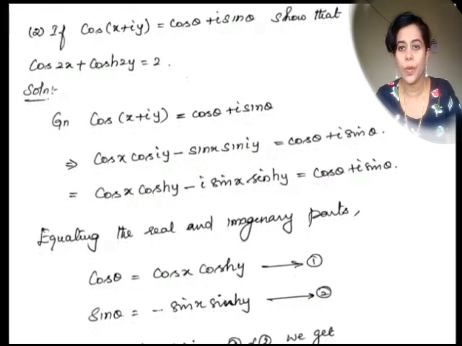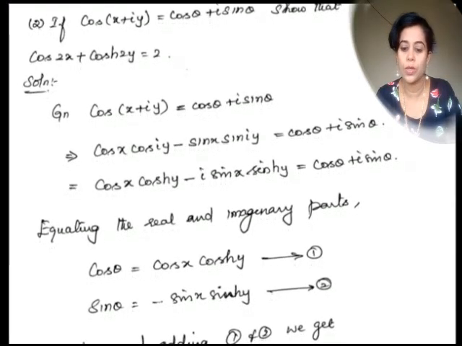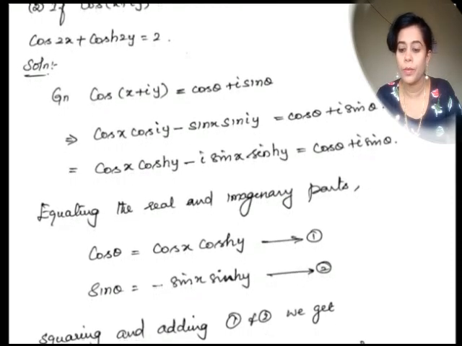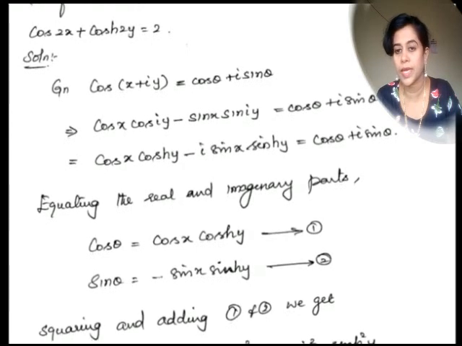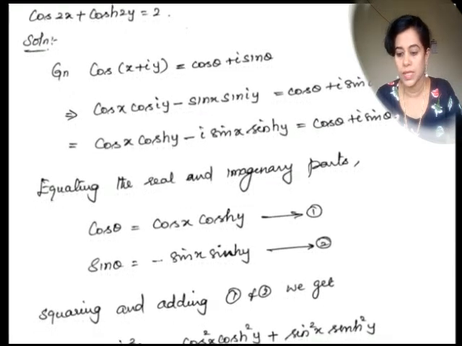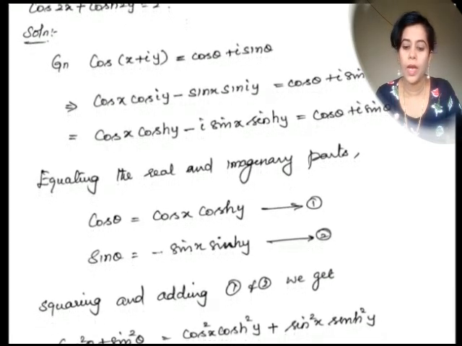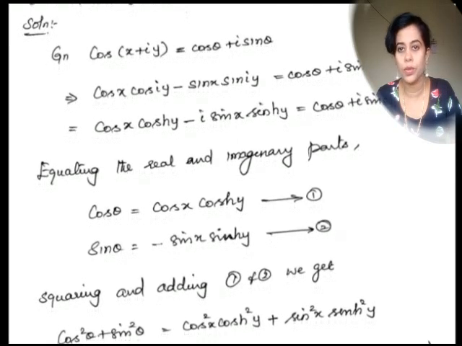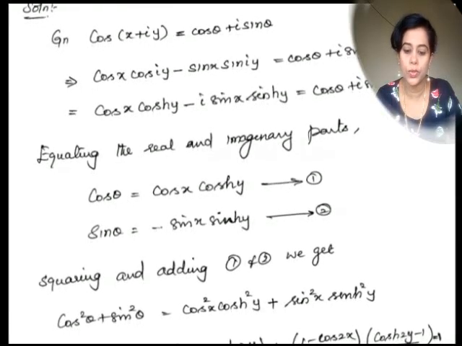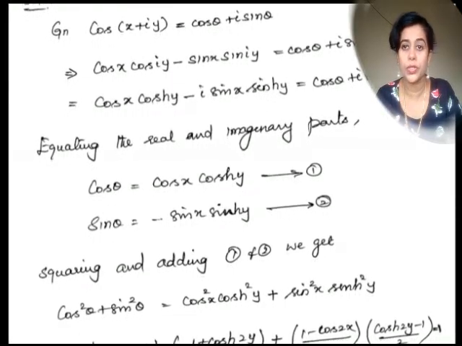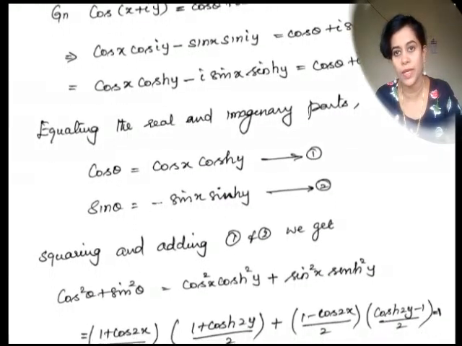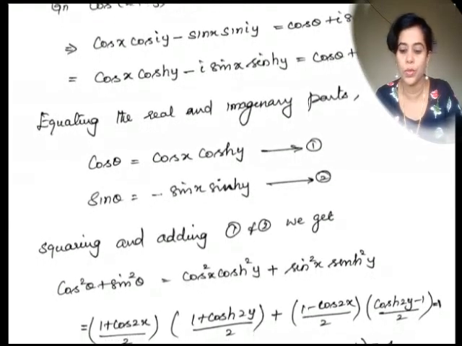Squaring and adding these two equations, we are getting cos squared theta plus sin squared theta is equal to cos squared x cosh squared y plus sin squared x sinh squared y. Well, how do you get plus here? It is minus of sin x sinh y the whole squared, and minus squared is plus. So therefore it is plus sin squared x sinh squared y. And this we can write: cos squared x is 1 plus cos 2x by 2, and cosh squared y, which we have proved, is nothing but 1 plus cosh 2y by 2.